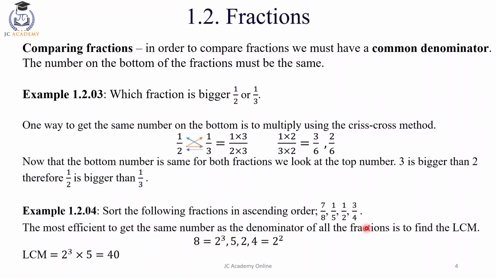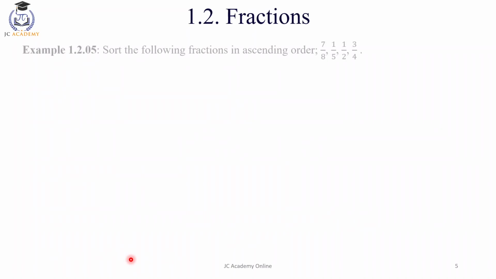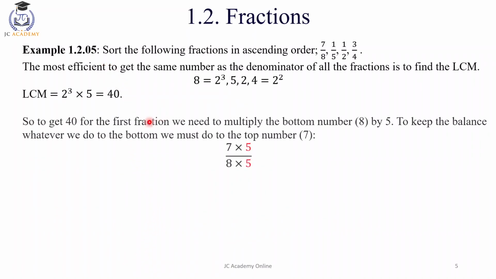There are only two factors. It's either 2 and a 5, right? So we see of all the numbers, the largest power of 2 is 2 to the power of 3, and the other factor is just 5 on its own. So that's going to be 2 to the power of 3 multiplied by 5, which is equal to 8 times 5, which is equal to 40. So the least common multiple of the denominators of all of these fractions is 40. So what does that mean? That means we need a 40 as the denominator of each of these fractions.